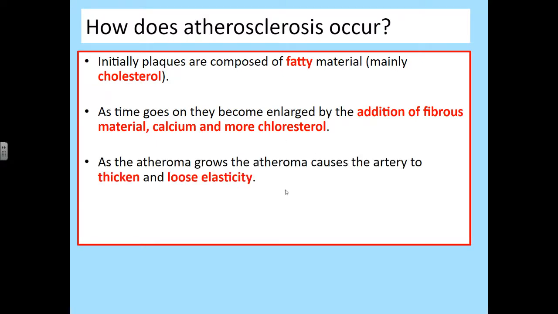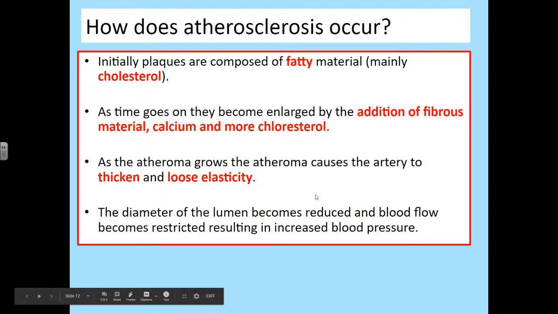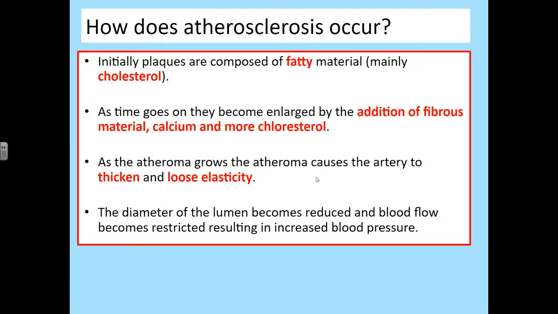As this atheroma grows, it causes the artery to thicken, it loses its elasticity, and it provides quite a lot of pressure in on the endothelial lining. You get the diameter of the lumen being reduced and reduced and reduced, and that blood flow becomes quite difficult to get past the endothelial blockage.